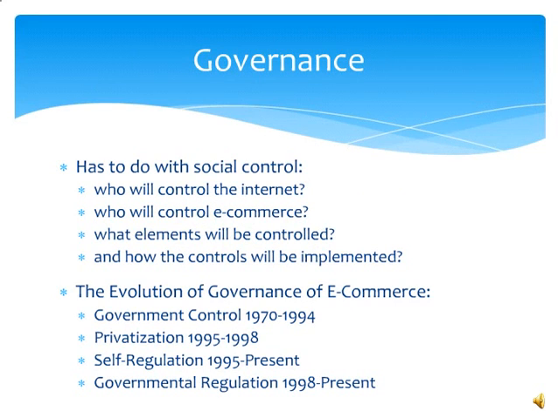Governance has to do with social control. Governance of e-commerce has evolved over time, from government control in 1970 until 1994, the privatization in 1995 until 1998, to self-regulation since 1995, and governmental regulation since 1998.